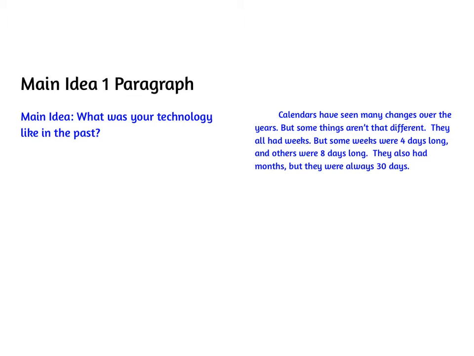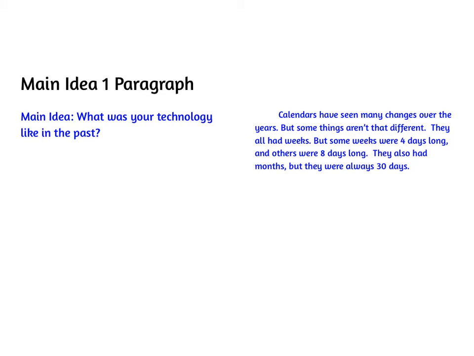Today's lesson, we are going to talk about how to write the Main Idea 1 paragraph for your History of Invention research project. So the first thing that we are going to do is talk about what the different parts of this very first paragraph are. The first thing is going to be to state your main idea. This paragraph is going to be all about what your technology was like in the past. So we need to make sure that we explain that in our very first sentence.